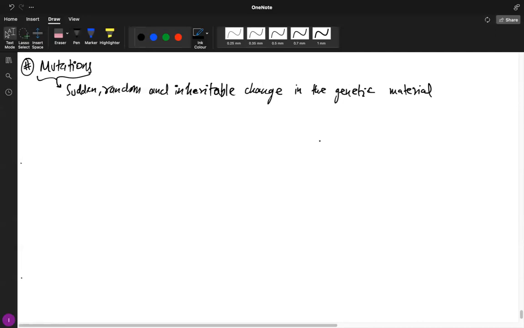So it is sudden, random, directionless. When I say random, I also mean in any direction, good or bad. Mutations are not always good. In fact, most of the mutations are bad.